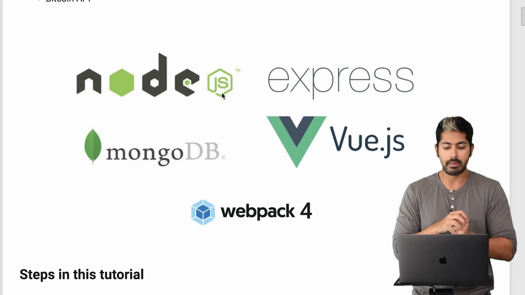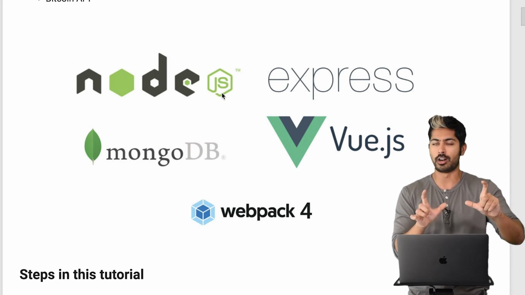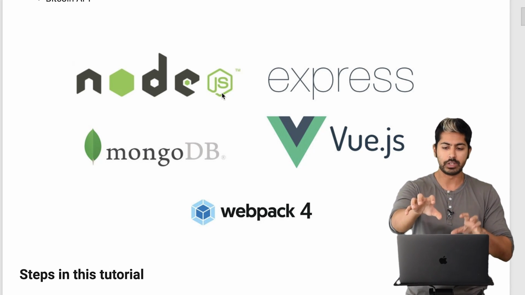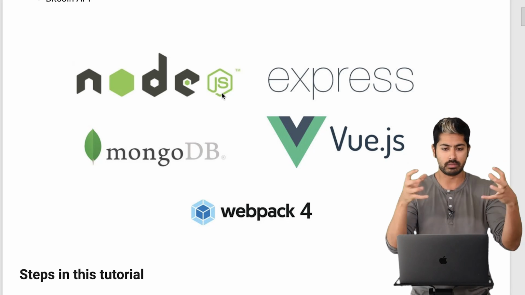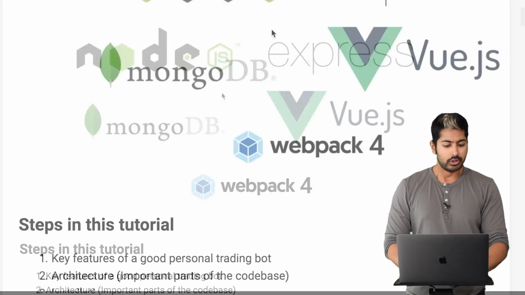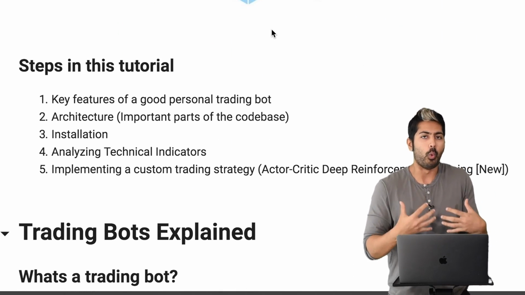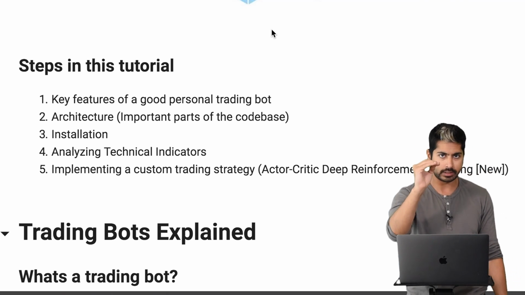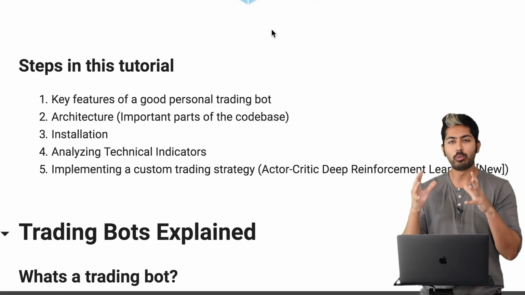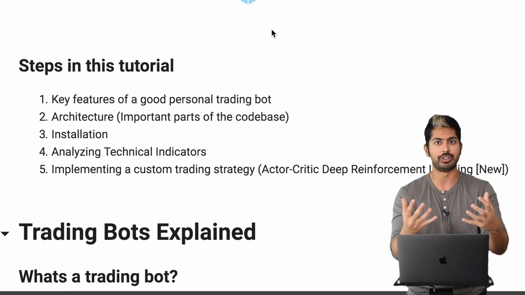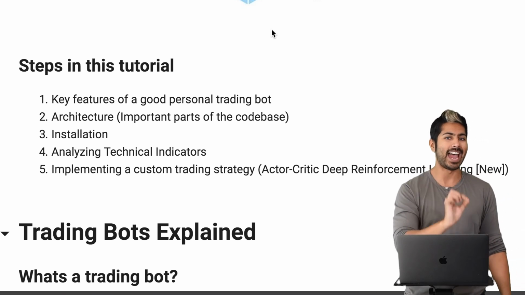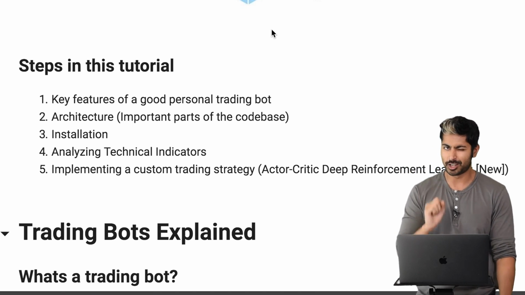So that's the stack, right? Node, Express, Mongo for the database, and Vue.js, which is a newer one for me, I had to learn in a day, for the front end, which is really cool. It's very similar to React in that it considers different components as these high-level objects that we deal with. Message passing occurs between these components very easily. So the steps in this tutorial are for me to first talk about what makes a good trading bot, and then we'll talk about the architecture of this code. You and I will install it together on our local machine so you can get it up and running, and then we'll make our own custom trading strategy by using several technical indicators and then implementing it with deep reinforcement learning, specifically Actor Critic, which is a type of bleeding edge technique. I'll talk about that at the end.